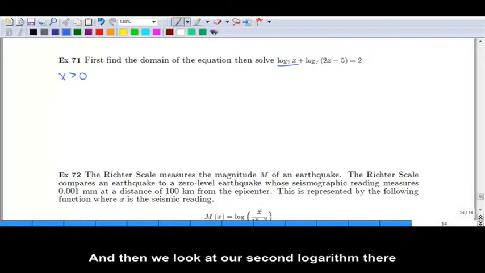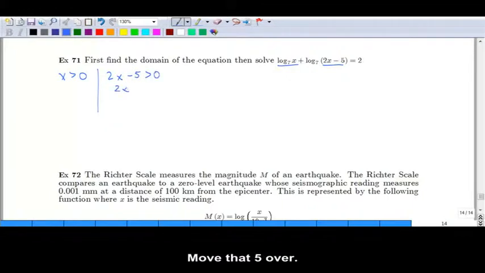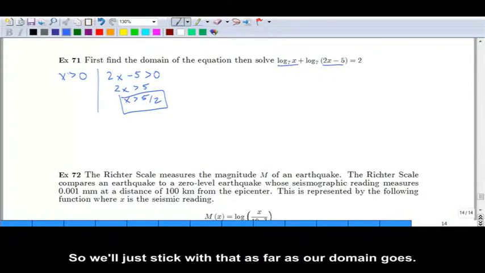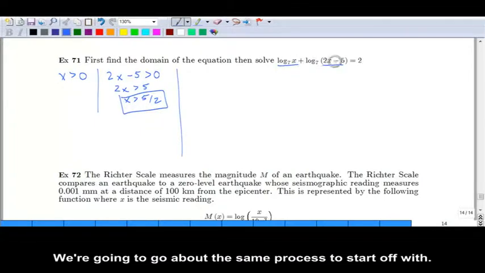And then we look at our second logarithm there, and we know that 2x minus 5 has to be greater than 0. Move that 5 over, 2x has to be greater than 5, and x has to be greater than 5 halves. So this is all-encompassing. It includes that x is greater than 0. So we'll just stick with that as far as our domain goes. Now solving this, we're going to go about the same process to start off with.